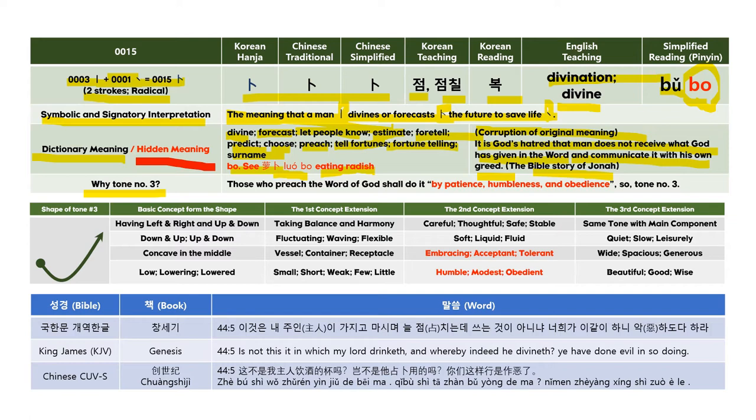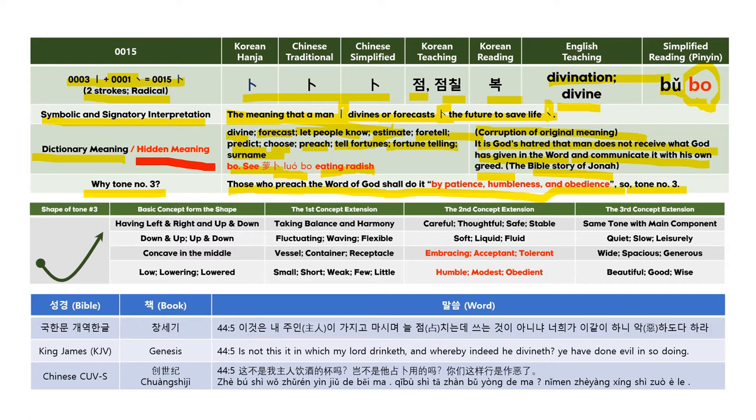And why tone number three? Those who preach the word of God shall do it by patience, humbleness, and obedience. So, tone number three. I have already addressed in English the tone number principles 1, 2, 3, and 4 in my channel.